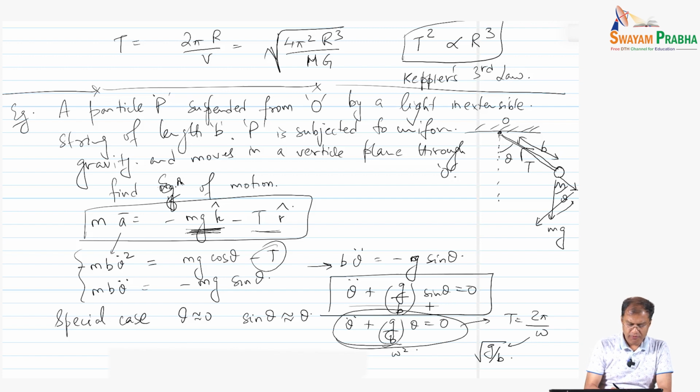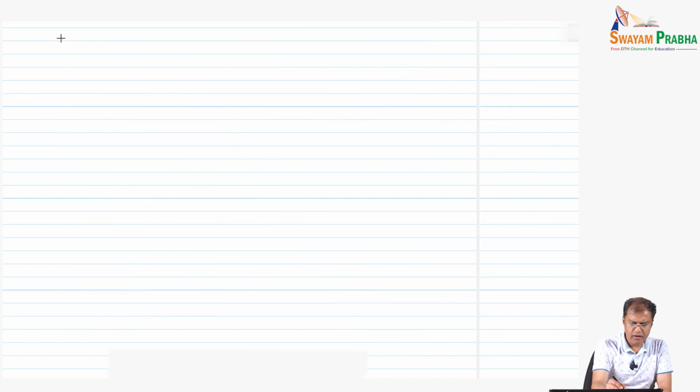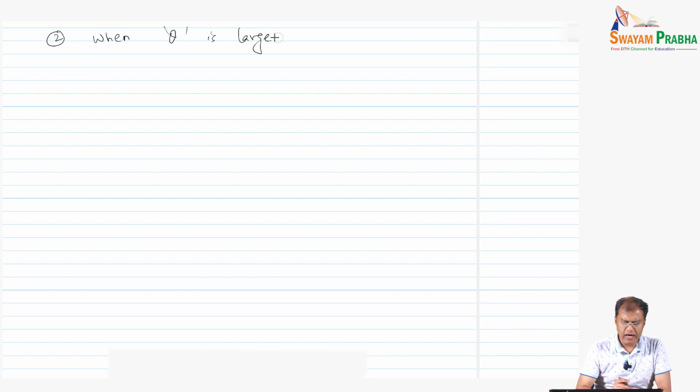So this was case 1. The second case is when theta is large, it's not small. So in that case the equation of motion is theta double dot equals minus g by b times sin theta.